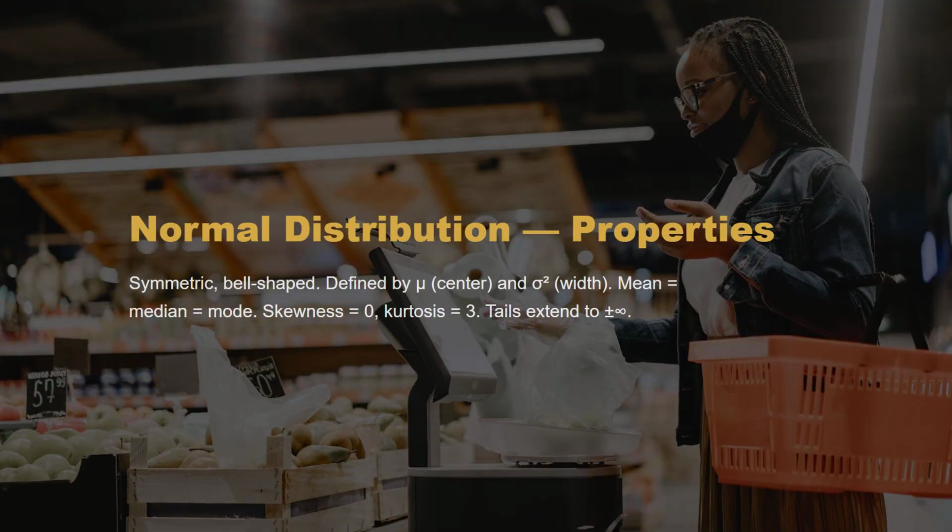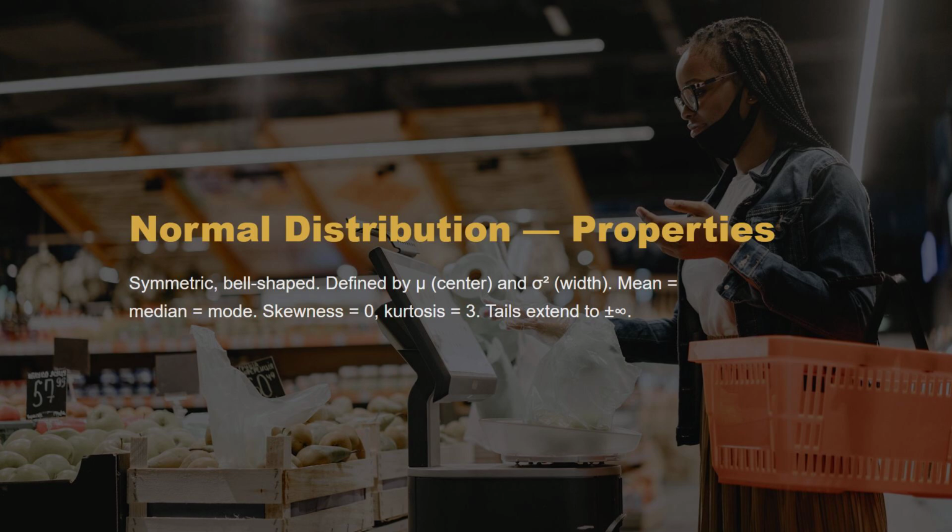The normal distribution is a continuous, symmetric, bell-shaped curve. It is completely defined by 2 parameters: the mean, mu, which is the center of the bell, and the variance, sigma squared, which controls how wide or narrow the bell is.